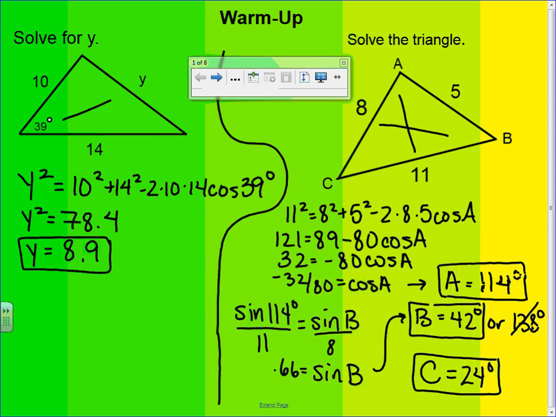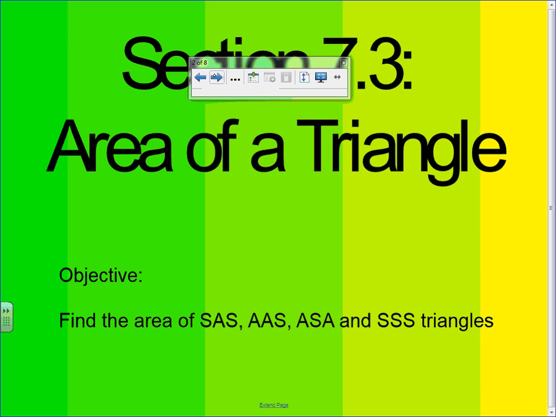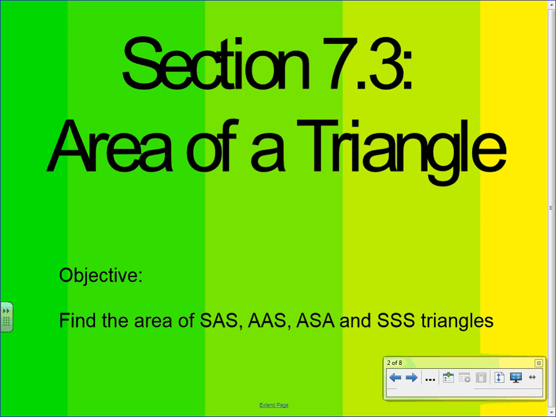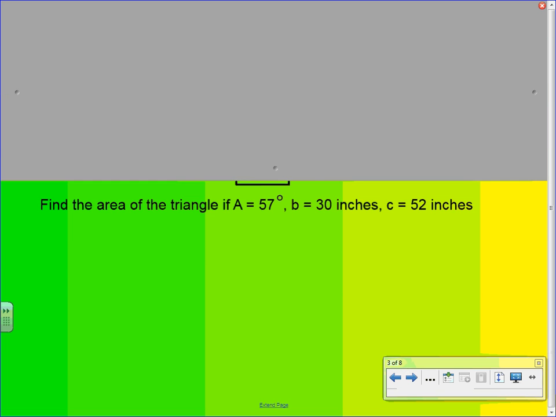All right, let's move on to our lesson, 7.3 for the day. 7.3 is going to use our law of sines, law of cosines, and then maybe a couple little extra formulas thrown in to find the area of any triangle. All right, before we get to the formula here, we'll come back to that in a second. We're going to try to do this one using what we know already.